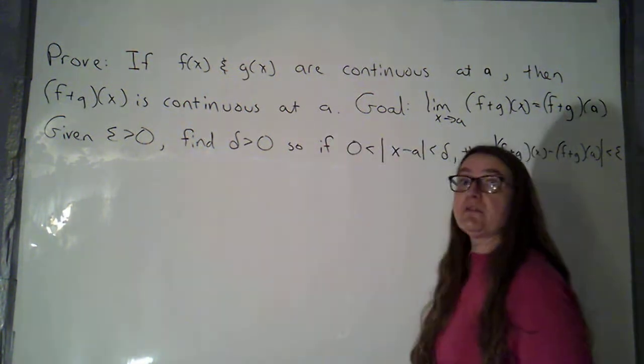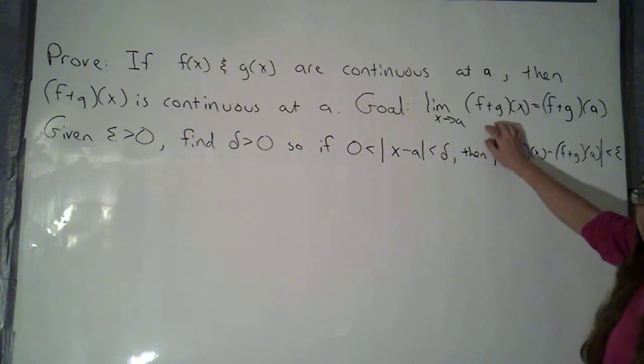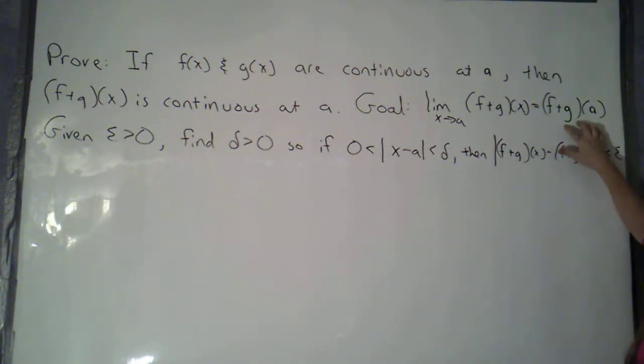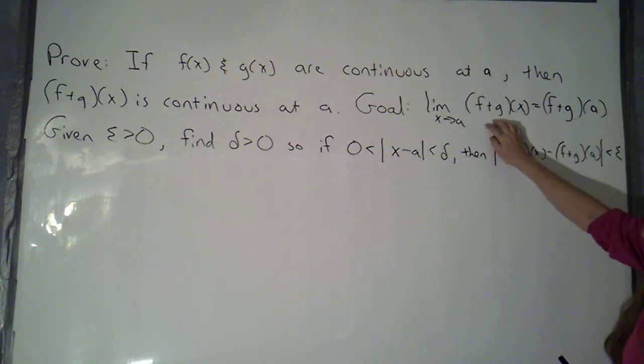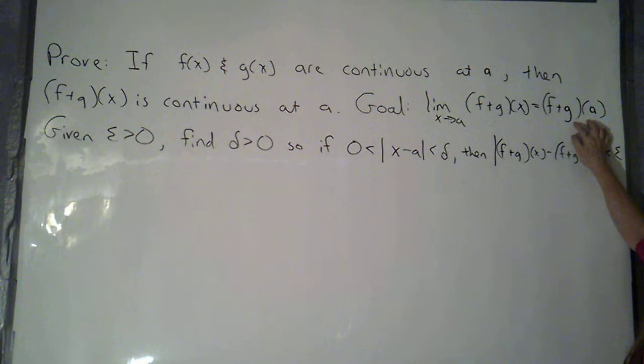And by the definition of continuity, that means our goal is to prove that the limit as x approaches a of f plus g of x is equal to the function value at a, f plus g of a. Informally, what we expect to get based on the nearby behavior is exactly what we do get.